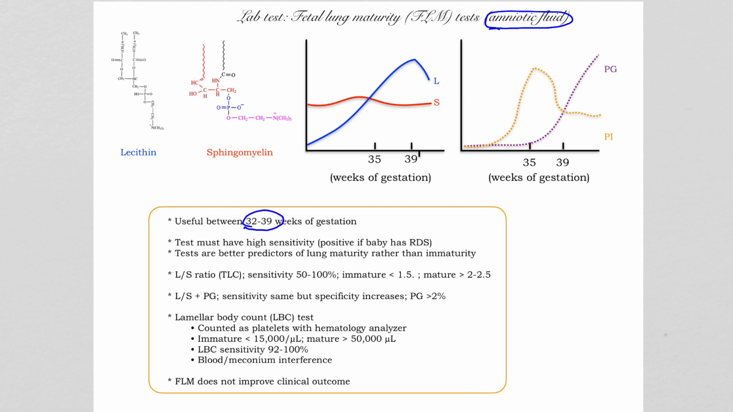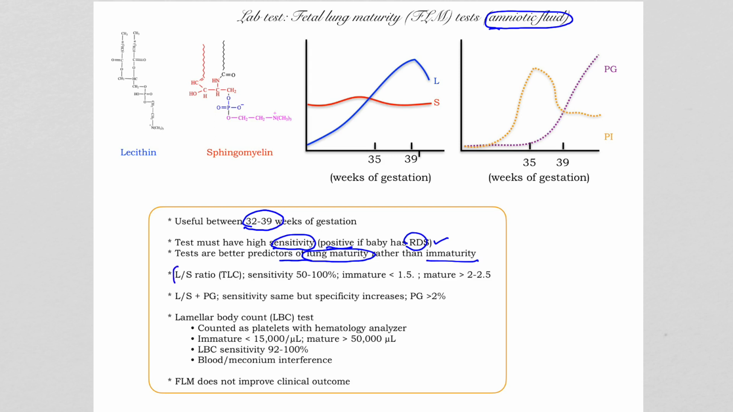These tests must have a very high clinical sensitivity. That means if the baby does have the disease, then the test must be positive. You don't want to have a negative test when the baby does have RDS. That's not good. So these tests must have a very high sensitivity. Most of these tests are actually better predictors of lung maturity rather than lung immaturity. So let's look at a few of these tests.